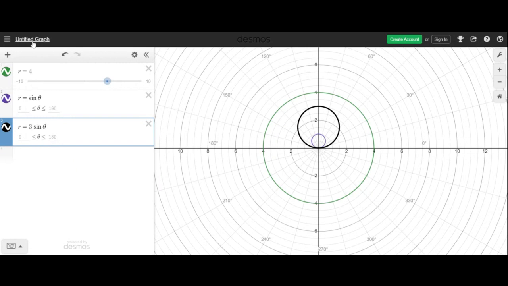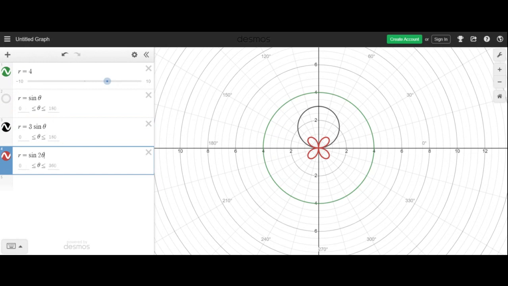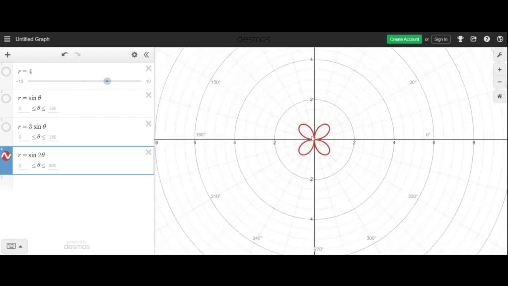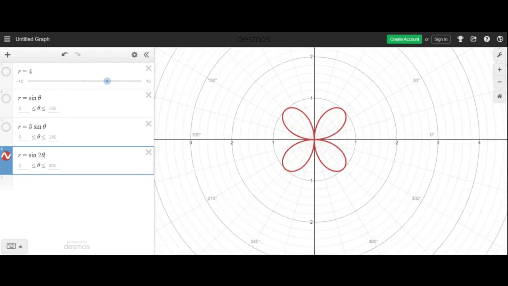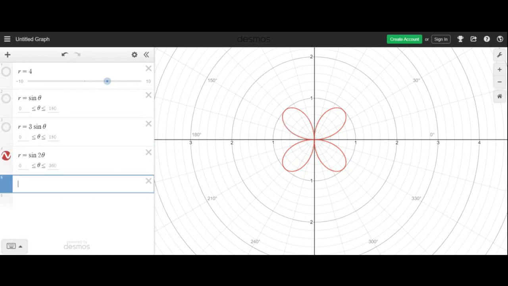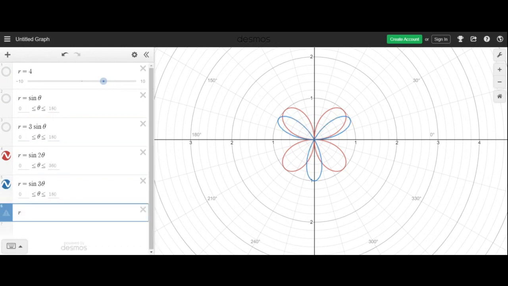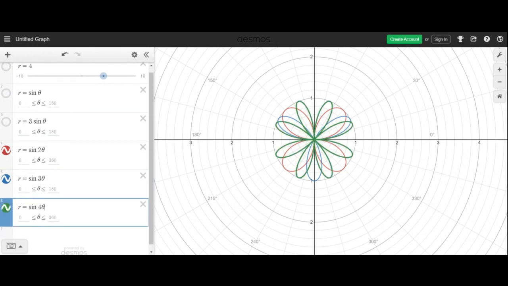All right, so now let's look at, say, a double angle. So r equals sine of 2 theta. Well, look what we get. I'm going to clear some of these. I'm going to zoom in a bit. So sine of 2 theta looks like that. Let's look at sine of 3 theta. We get the blue one. Look at 4 theta. We get the green one. Let me turn these others off.